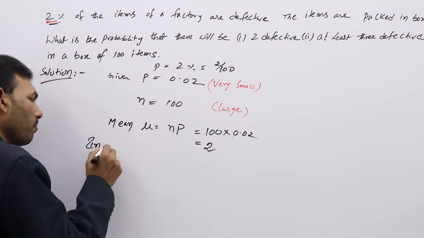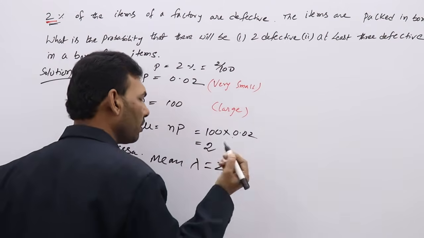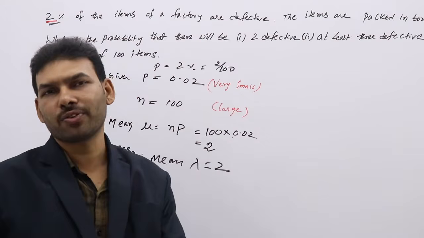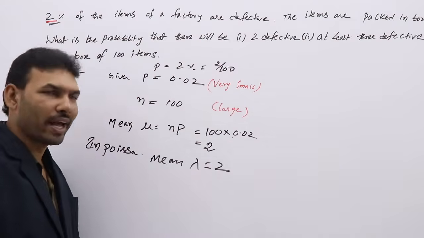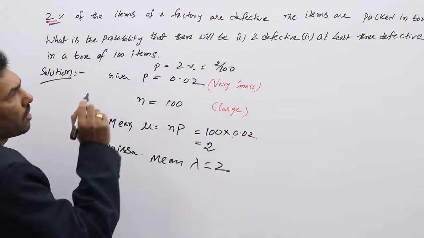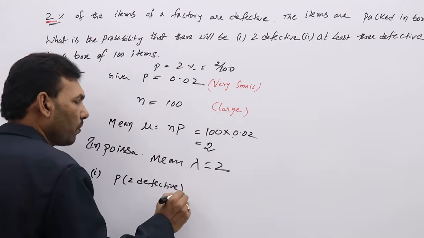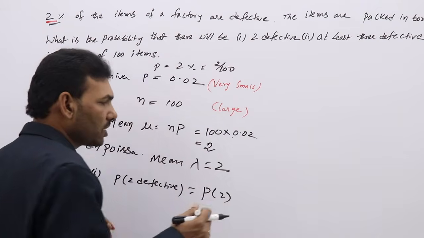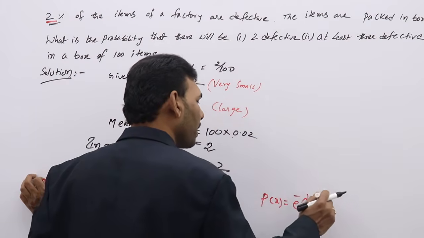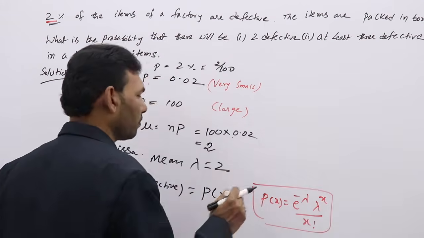So in Poisson, mean can be taken as lambda. In Poisson distribution, one parameter is enough to find any probability. Lambda is enough to find any probability. So now we know lambda. Now we are going to find the remaining probabilities. First one, probability of 2 defective. That means we need to find P of 2. In Poisson, we all know probability of x is e power minus lambda into lambda power x by x factorial.